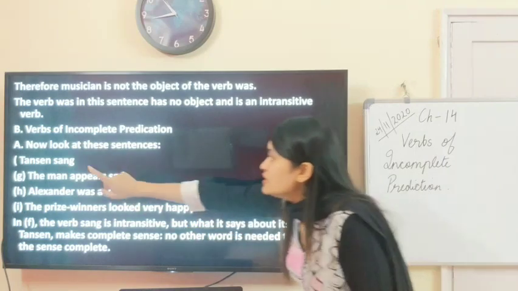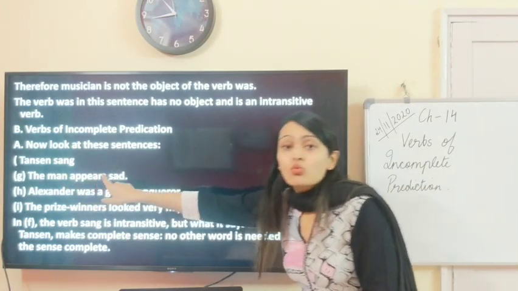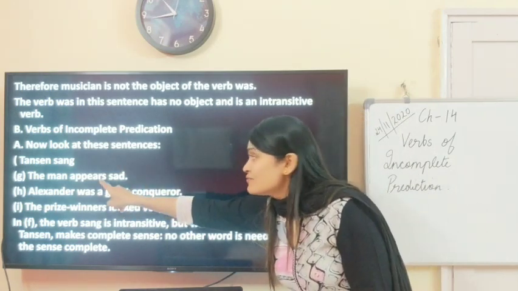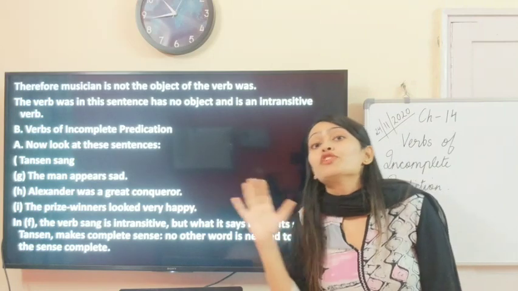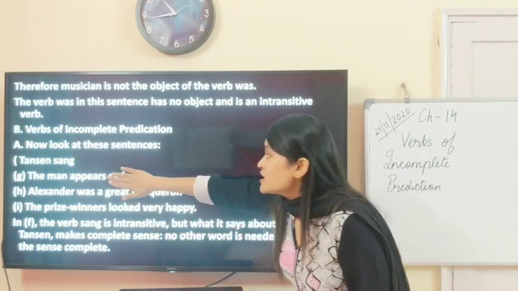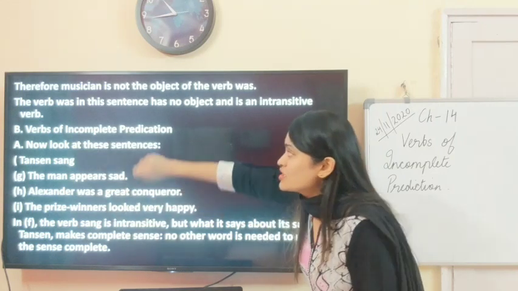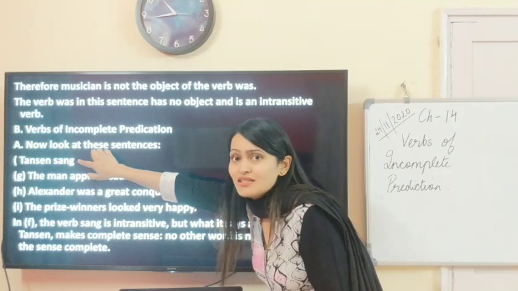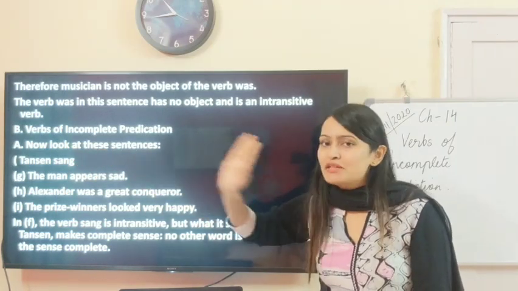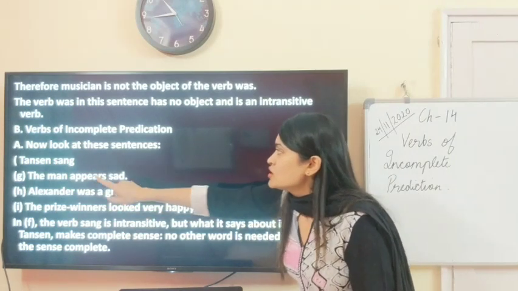I'll make you explain. The man is the subject. Appears is the verb. Which type of verb? It is an intransitive verb and it is a verb of incomplete prediction. Why am I saying it is incomplete prediction? Suppose I remove sad, incomplete, right? So it is a verb of incomplete prediction. Tansen sang, is sang an incomplete prediction verb? No, it is making complete sense. It is making complete prediction. Over here, this is an incomplete prediction verb.